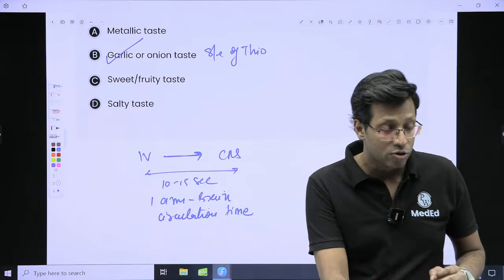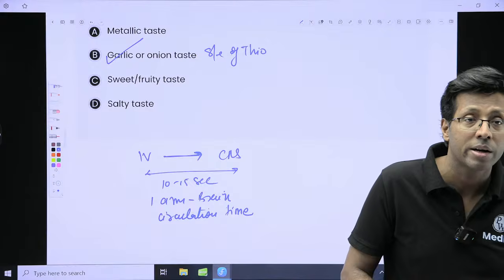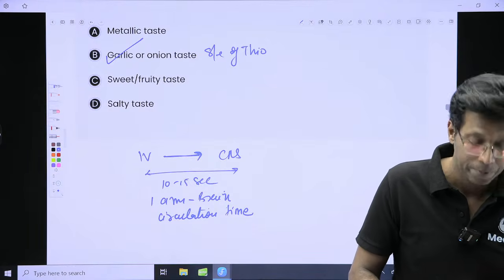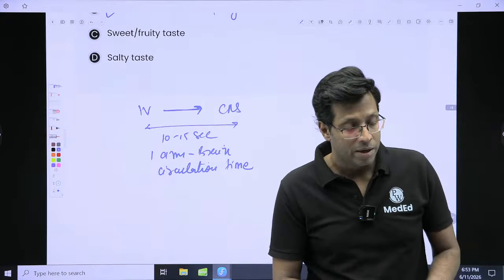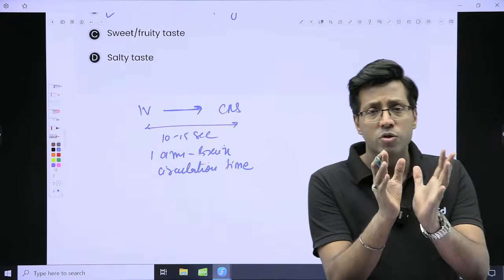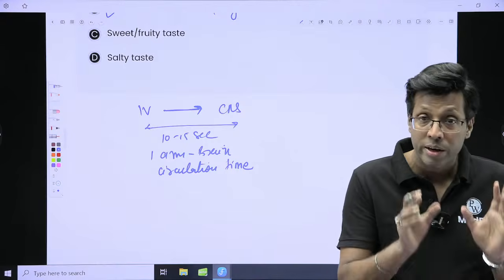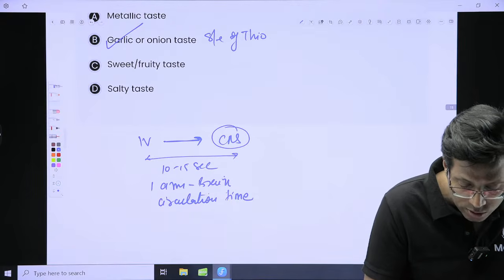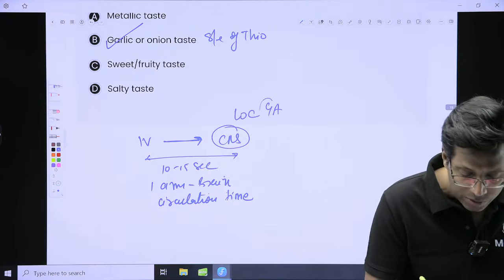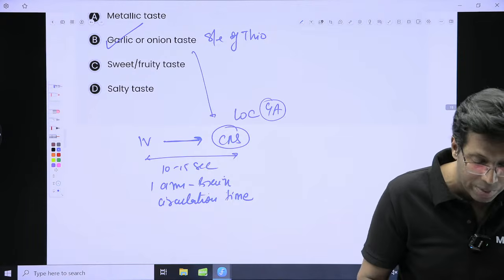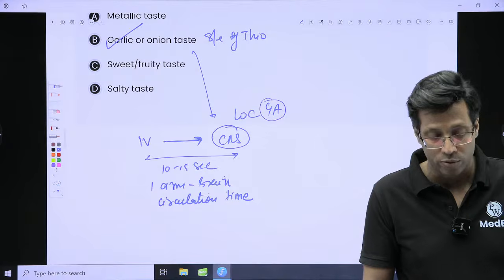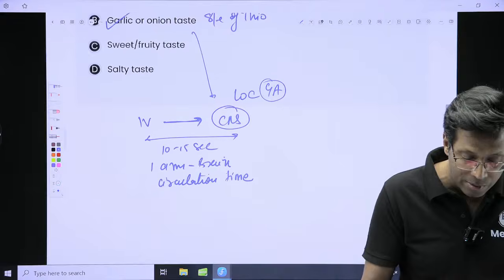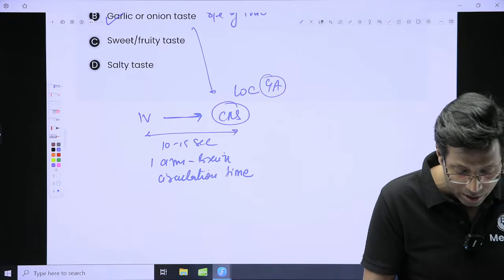All right, A is not the answer, B is the answer, garlic or onion taste, right? Dr. Akib Javed has said the answer correctly, B. Okay, so it works within that one arm brain circulation time, within 10 to 15 seconds. So by the time the patient goes off to sleep, under GA, the patient gets that taste and tells you, oh, I'm getting that taste, and then he goes off to sleep. Correct? So that is one of the side effects of thiopentone, and the reason is that it is a very, very fast acting drug, right?